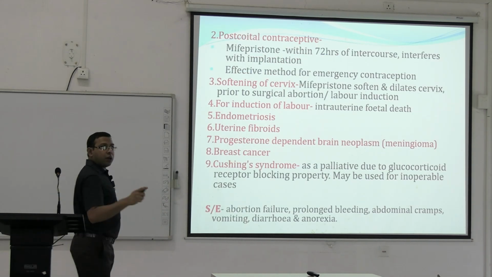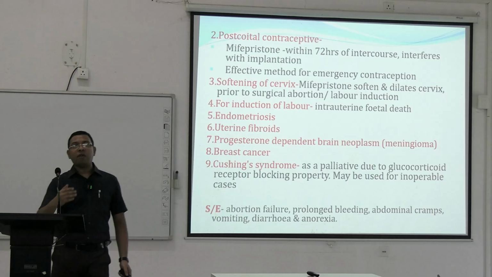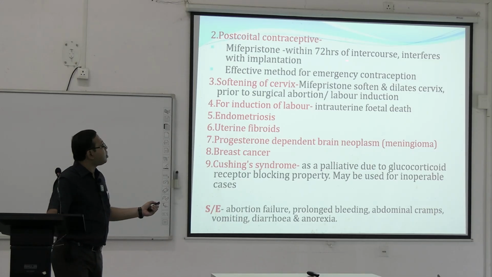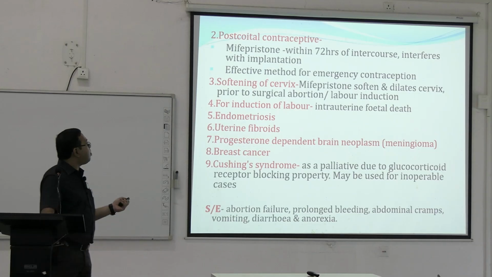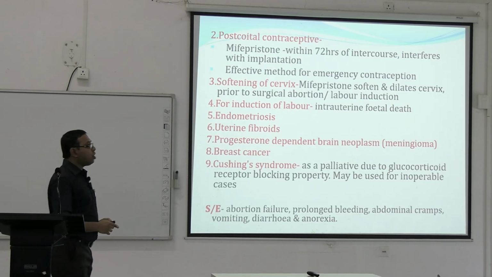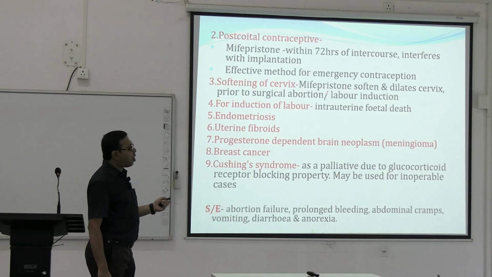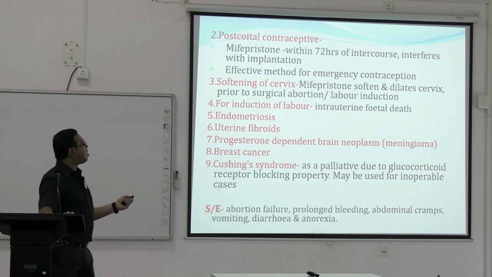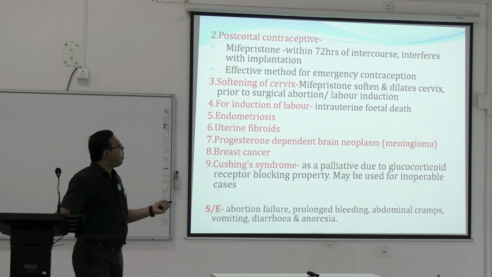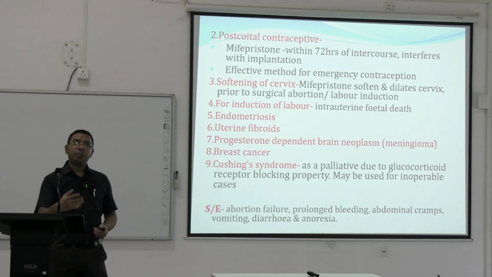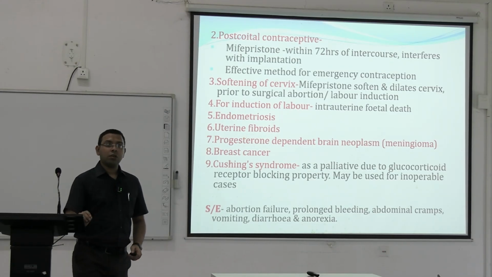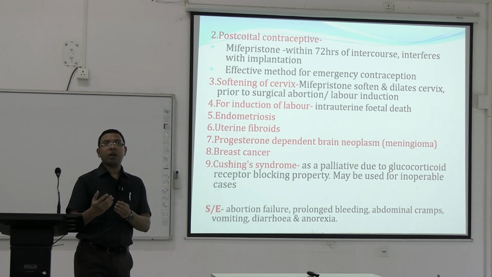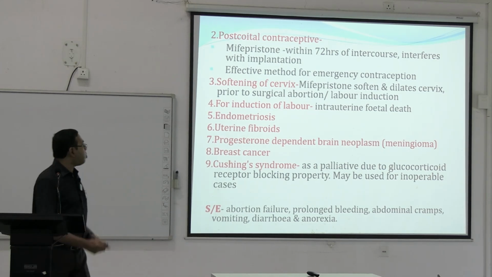Postcoital contraceptive, will come to this also. So postcoital, after sexual intercourse, usually within 72 hours, mifepristone can be used as a contraceptive, an effective method for emergency contraception. Softening of the cervix: mifepristone softens and dilates the cervix prior to surgical abortion or labor induction. So usually for induction of labor, that is for the delivery, mifepristone is also used because it usually helps in more contraction and ultimately the fetus will come out.